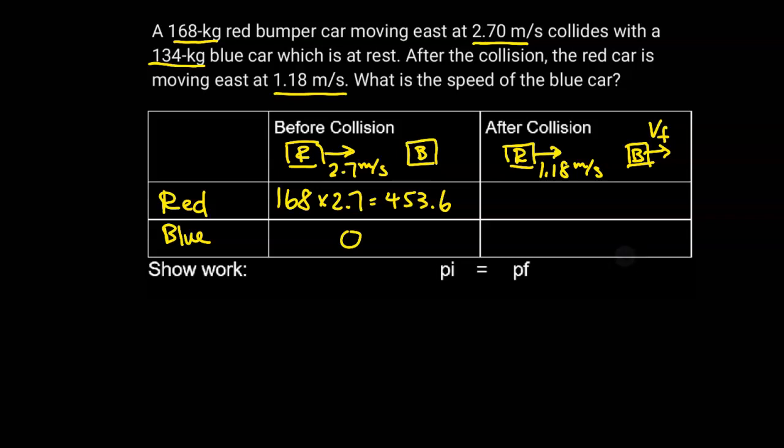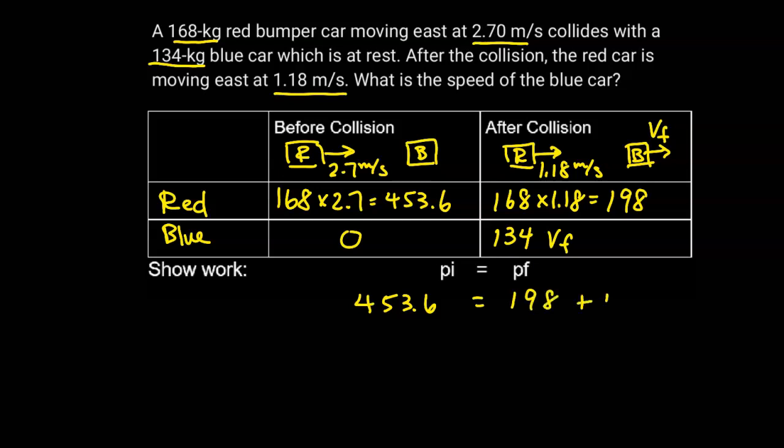The red cart, after the collision, has a momentum of 168 times 1.18, which is 198. And the blue cart, after the collision, has a momentum of 134 times VF. And we're looking for VF. So now we're going to add the total momentum on the left-hand side, which is 453.6 plus 0 equals, on the right-hand side, 198 plus 134 VF.